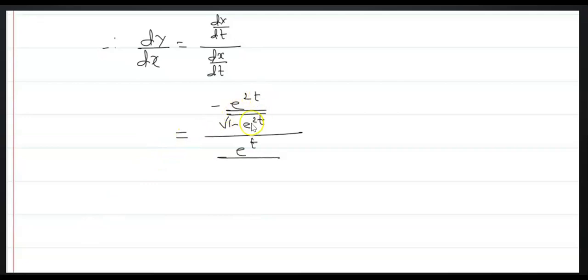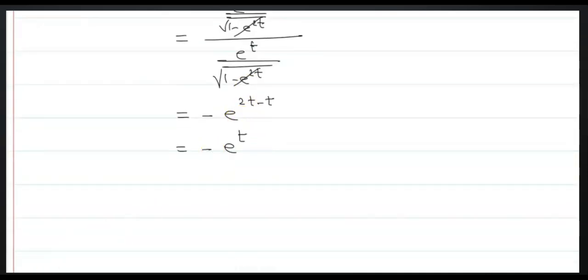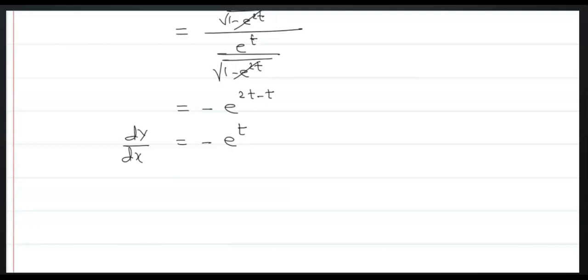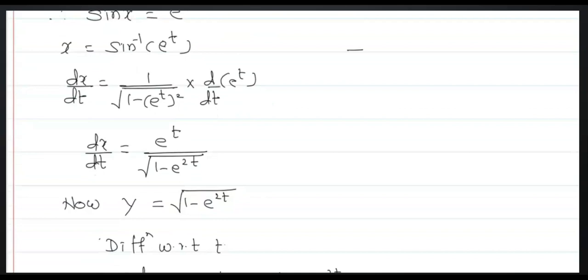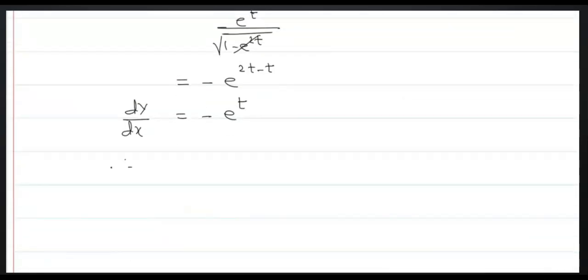That is minus e raised to 2t upon root of 1 minus e raised to 2t, upon e raised to t over root of 1 minus e raised to 2t. That gets cancelled. Therefore, you will get minus e raised to 2t upon e raised to t, that is minus e raised to t. Therefore, dy by dx is equal to minus e raised to t.